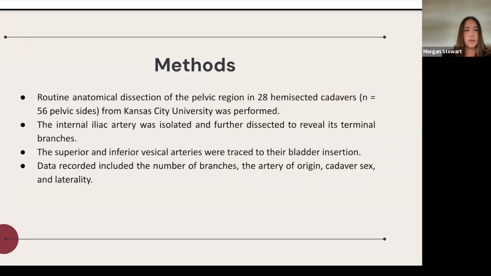For this study, we examined the pelvis of donors from both the Joplin and the KCU campus. We excluded donors that had vascular damage, and this was all done after the first years had dissected. So there were definitely some donors that we had to exclude due to damage. We isolated the internal iliac artery and then dissected it to reveal its terminal branches. The inferior and superior vesical arteries were traced to their insertions on the bladder. The data recorded includes branches, artery origin, cadaver sex, and laterality.